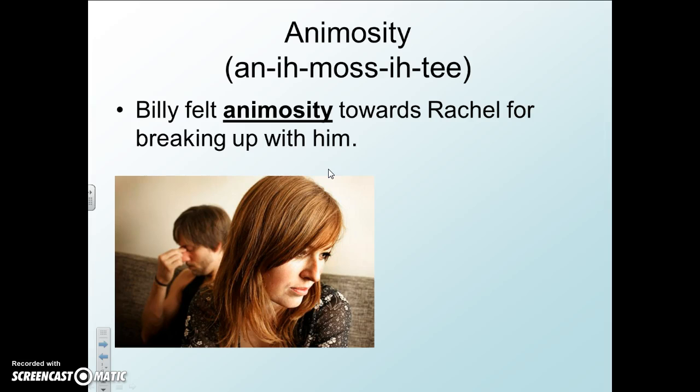Billy felt animosity towards Rachel for breaking up with him. You can see Billy there. He looks like he's in a world of hurt. Animosity means strong dislike. So, of course, it's a feeling or an idea that you have.